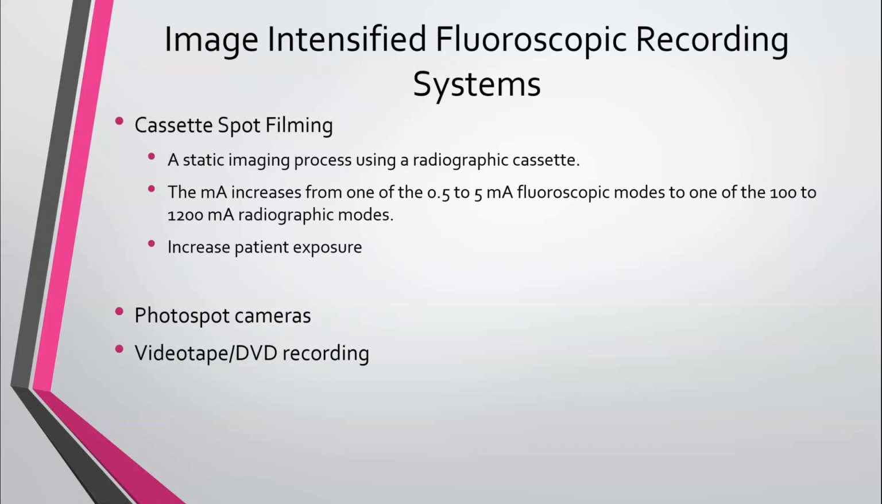Okay. Recording system. One way we used to do it was cassette spot filming. It's a static image process using a radiographic cassette, so pretty old school, right? The mA is increased from one of the 0.5 to 5 mA fluoroscopic modes to one of the 100 to 1200 mA radiographic modes. So it takes the mA and jumps it way up, from the fluoroscopic 0.5 to 5 all the way up to 100 to 1200.